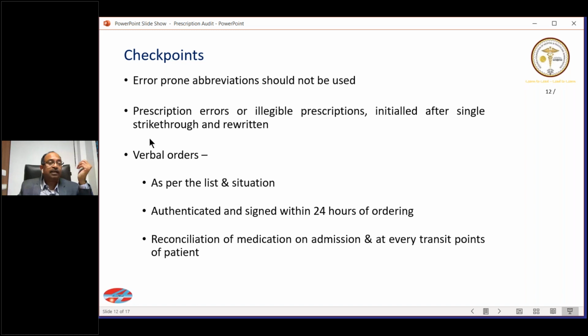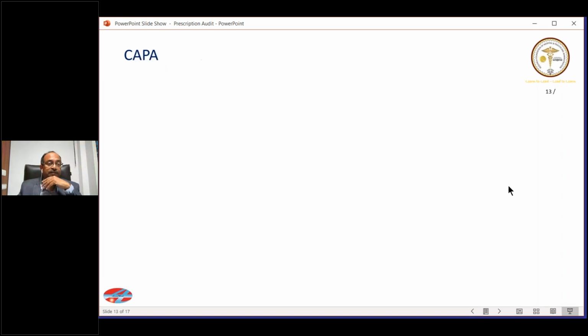And then you have to look for prescription errors like illegible prescriptions or orders initiated after a single strike-through or rewritten. So these two points are basically for the inpatient files when you do the medication audit. All others are common to both the medication order audit as well as the prescription audit.